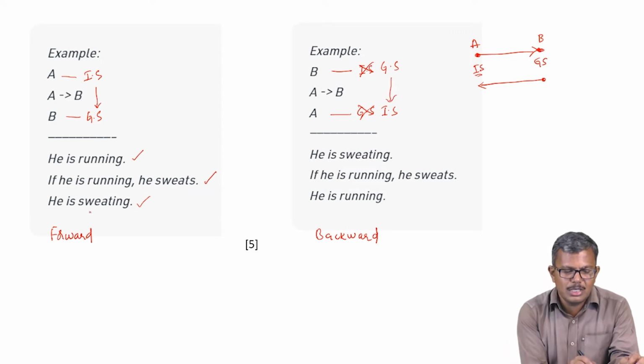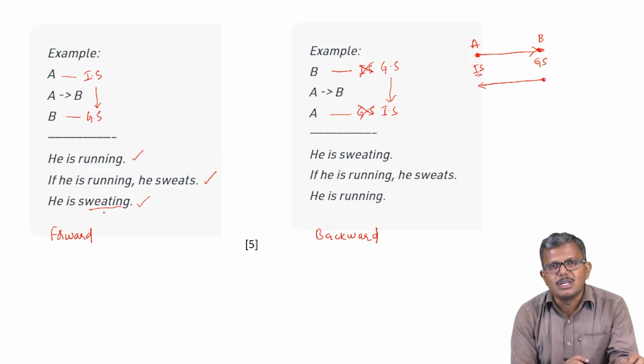So what happened here? You see, in the forward search, he is sweating is our goal state. But when it comes to backward search, our goal state is this one. We are starting from that point. What is that? He is sweating. So what is the rule? Means what made him sweat? He is running. If he is running, definitely he sweats. So ultimately we can say that he is running.